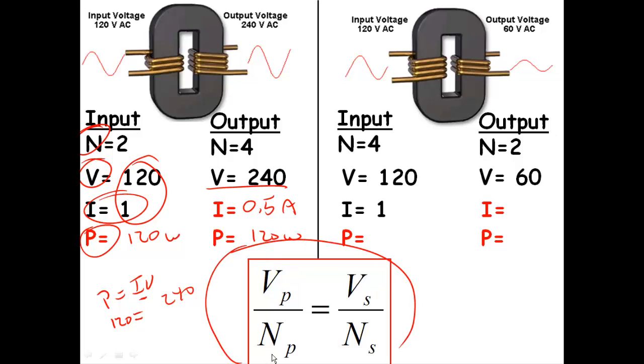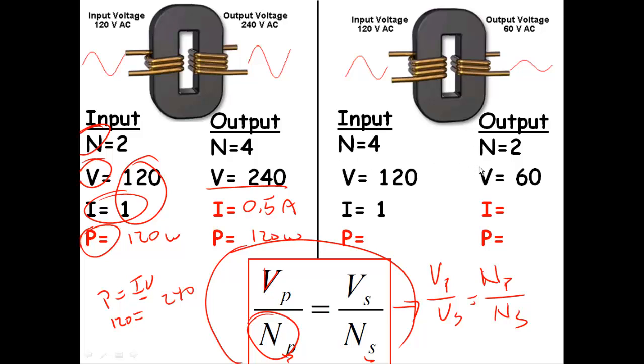We also have a formula that relates the number of coils on each side, P is for primary, S is for secondary, versus the voltage. We can also rewrite this as a ratio of the voltage of the primary to the voltage of the secondary is equal to the number of coils in the primary versus the number of coils in the secondary. Both formulas work, and you can see it happening here.